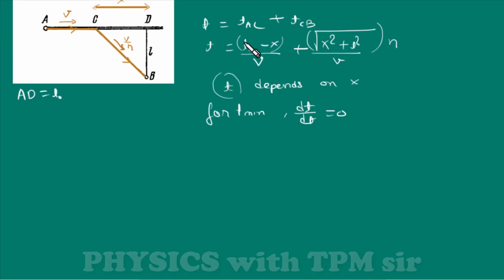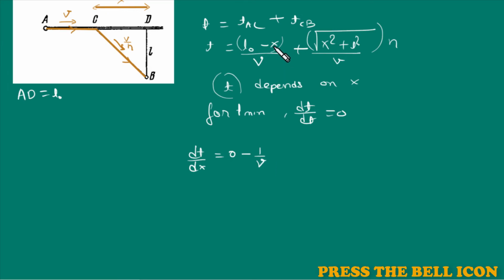Now let's differentiate this. L naught is constant, divided by v is also constant. The first term will become 0. So while differentiating with respect to x, the first term will be 0. Now the second term, minus x by v: minus 1 by v is constant, and differentiation of x with respect to x will be 1. Now this n divided by v is constant. Let's differentiate this: x square plus L square to the power half. Half will come in front.